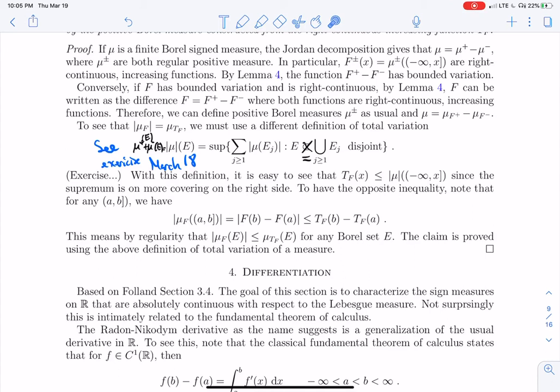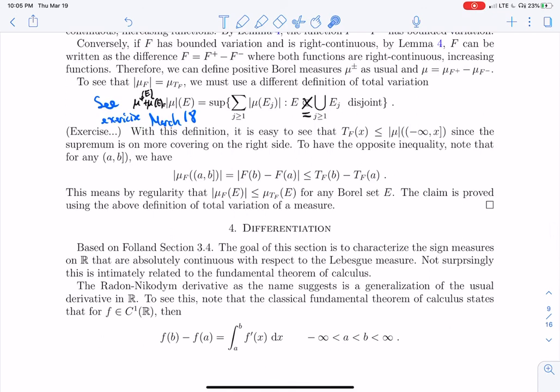Note the similarities with the definition of the total variation of f. In fact, if I have the total variation of f of x, the only difference is that instead of E_j, I just deal with intervals. So it's a supremum over fewer possibilities, so it has to be smaller than the total variation of the measure mu, as defined here. So that's good.